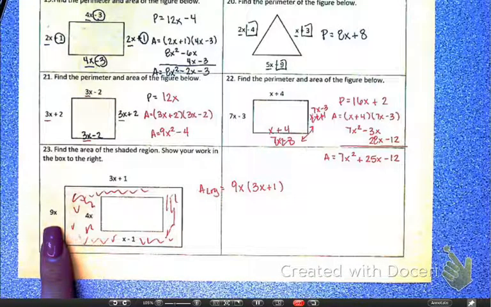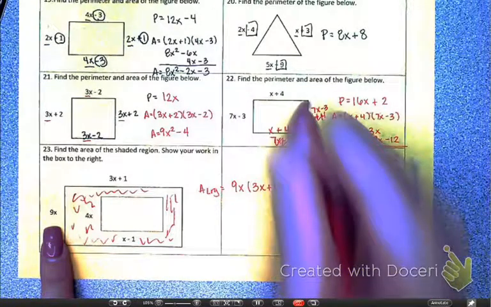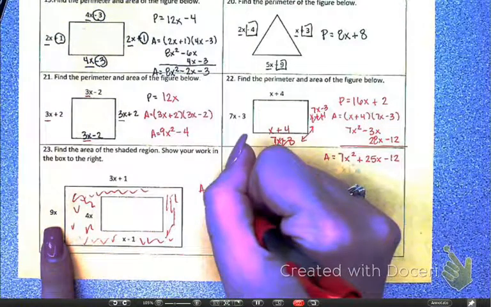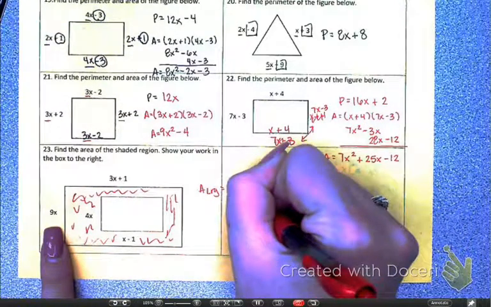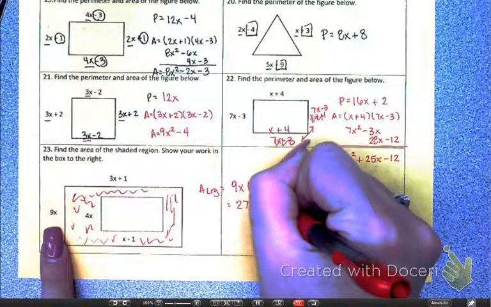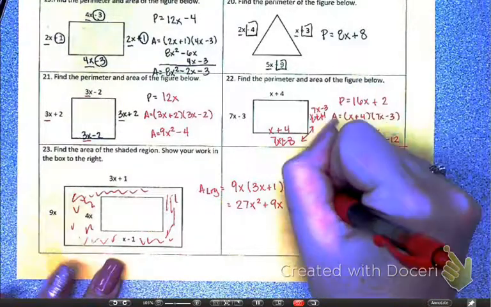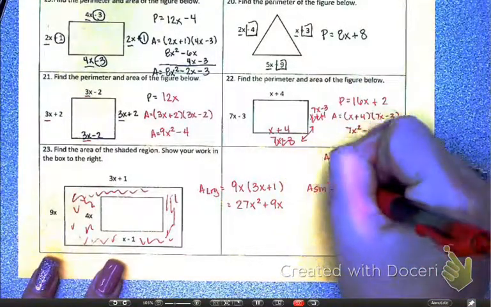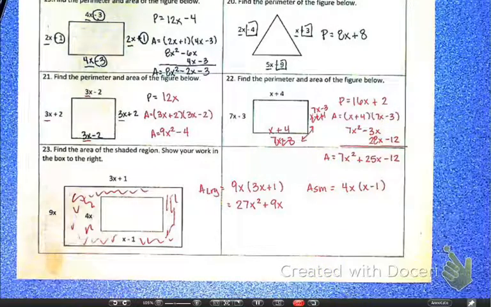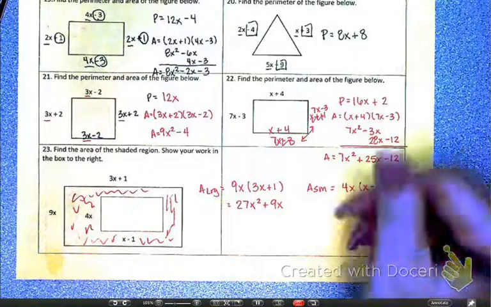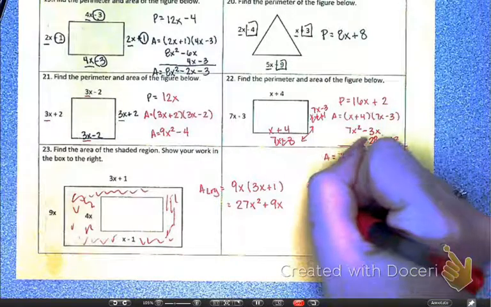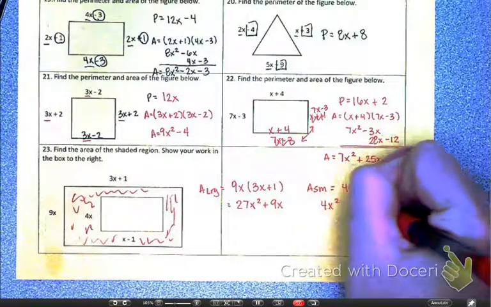And how do I solve that? Distribute. So 27x squared plus 9x is the area of the large rectangle. But I need to get rid of basically the pool, right? That smaller rectangle. So I also need to find the area of the small rectangle, which is 4x times x minus 1, which gives me 4x squared minus 4x.